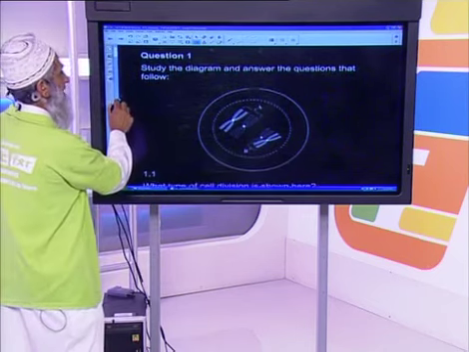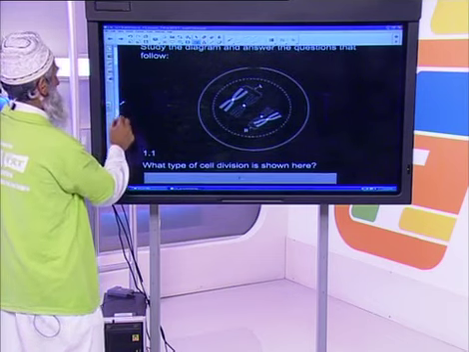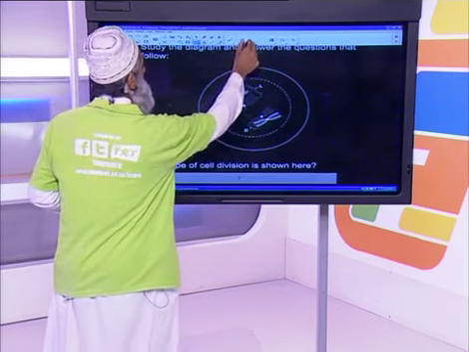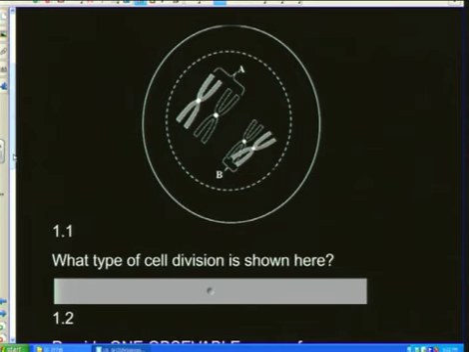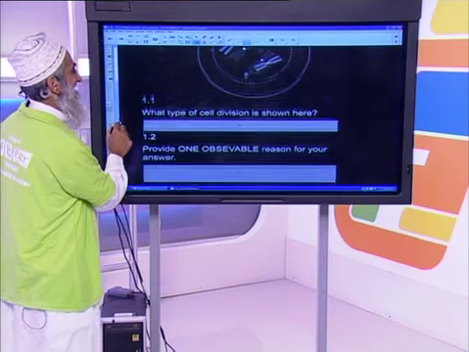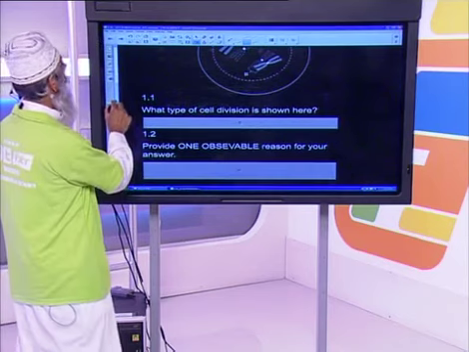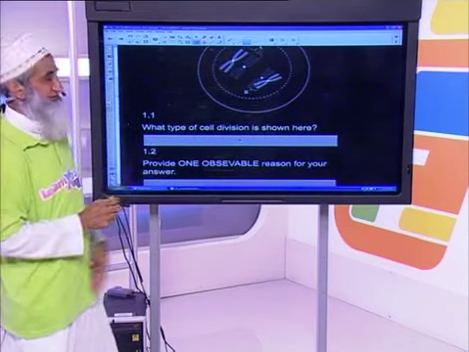Let's start with question 1. Study the diagram and answer the questions that follow. Very simple instruction there, nothing elaborate, but they're giving you a diagram here and they're showing you something happening there. And A, B. Okay. So the first question says, what type of cell division is shown here?